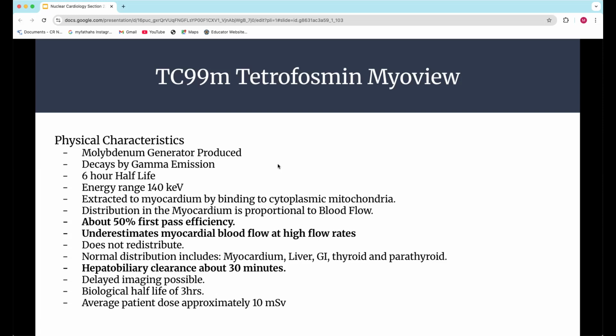I've never used MyoView. I don't know if any of you use MyoView at your facilities. Any of you use MyoView? I don't see it used a lot. Most of what I've seen, Cardiolite's kind of the standard.